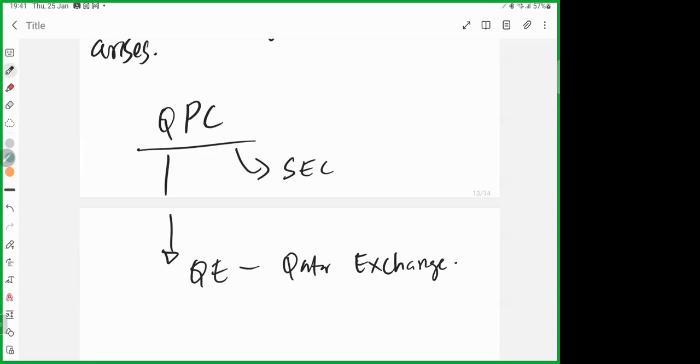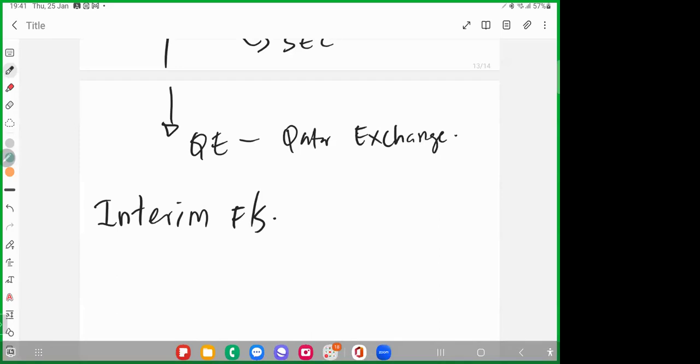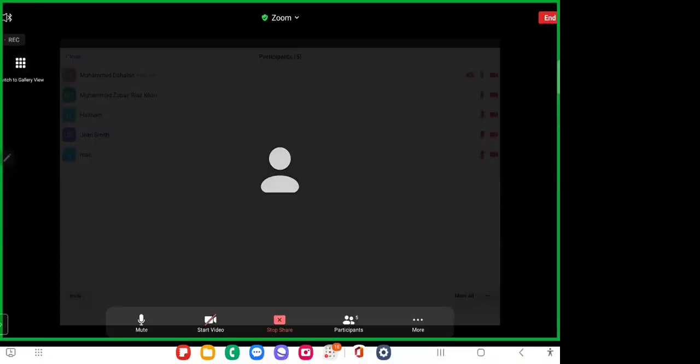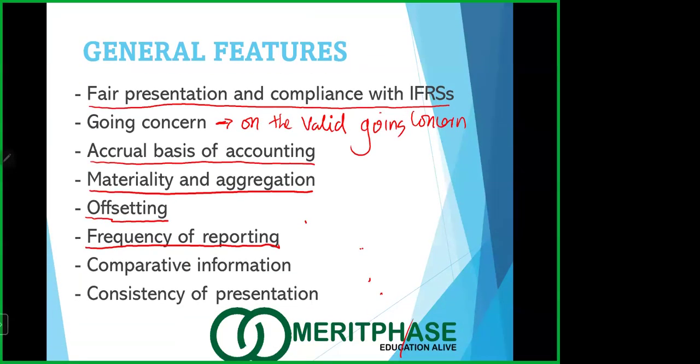So, one of their requirements is to produce what they call interim financial statements. Interim financial statement is a financial statement for a period less than 12 months. It could be 1 month or 2 months or 3 months or 6 months or anything. Understood? So that is what you call frequency of reporting and comparative information.